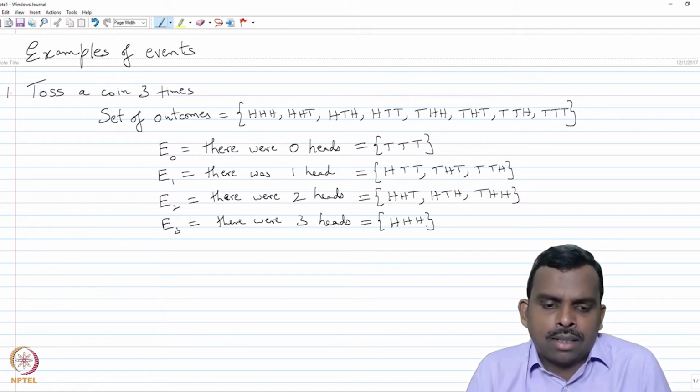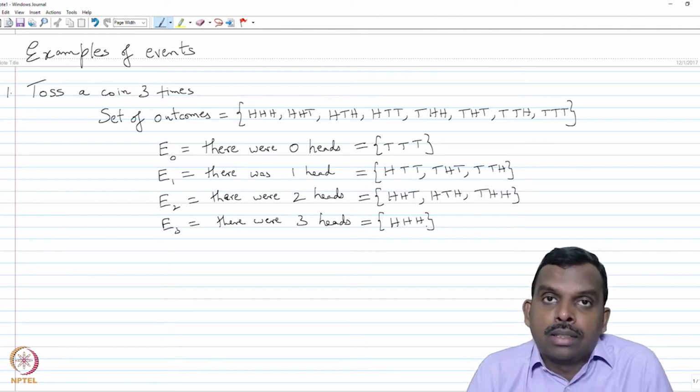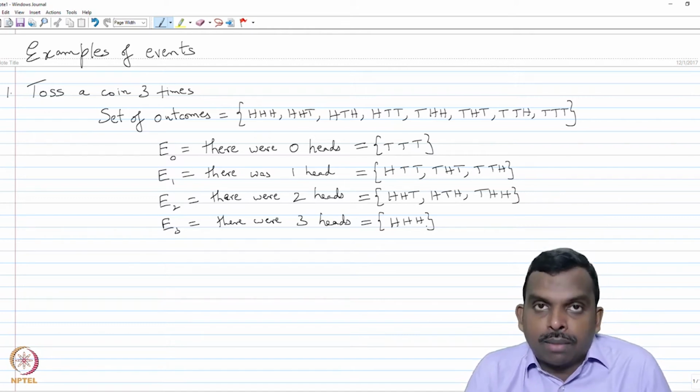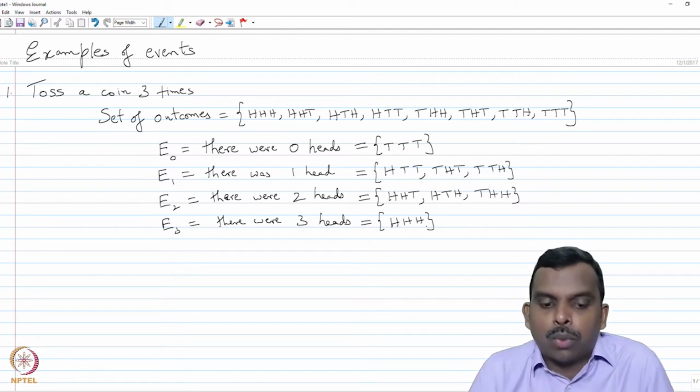This is pretty common in most probability problems. You will have events defined as subsets of the set of outcomes of the sample space. They will be defined in 2 ways. They'll usually be defined in English. There will be an English sentence which describes what the event is, and you will have to convert it into a subset or some understanding of what that subset would be. So that part is also very, very important.